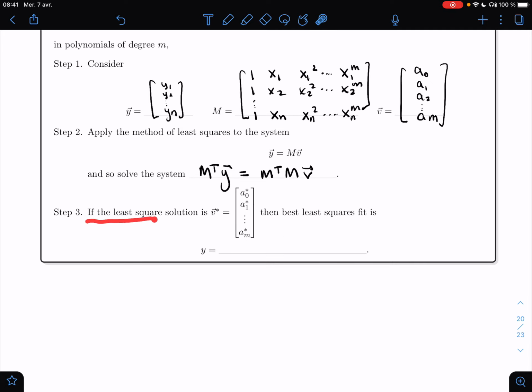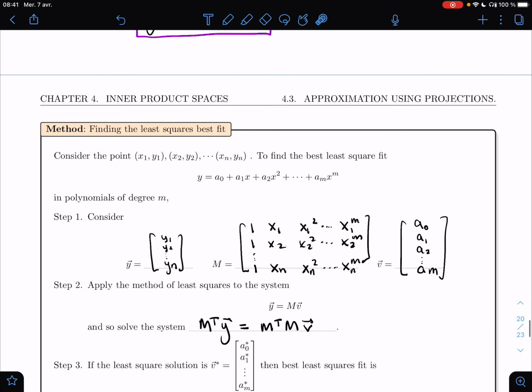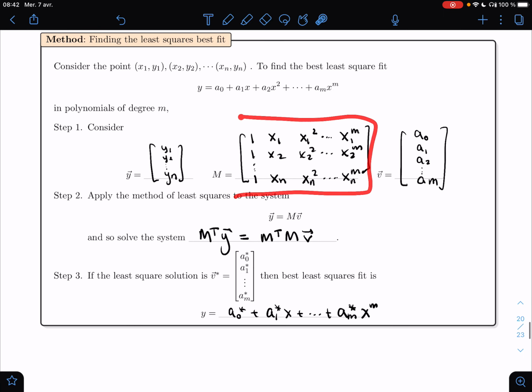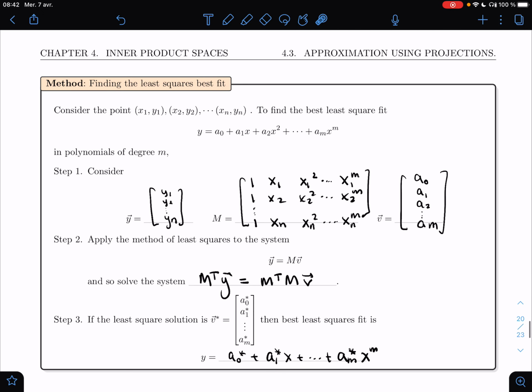Alright, if the least squares solution v star is a0 star through am star, then the best least squares fit is a0 star plus a1 star x, and so on. Alright, so what you obtain are the coefficients in the same order that you used here. Alright, so that's the method. You probably have used it before without knowing in a lab.